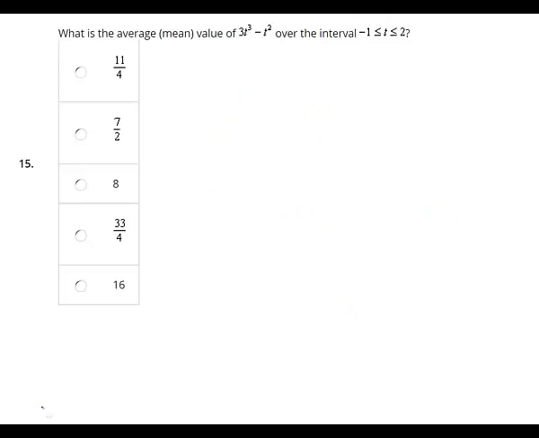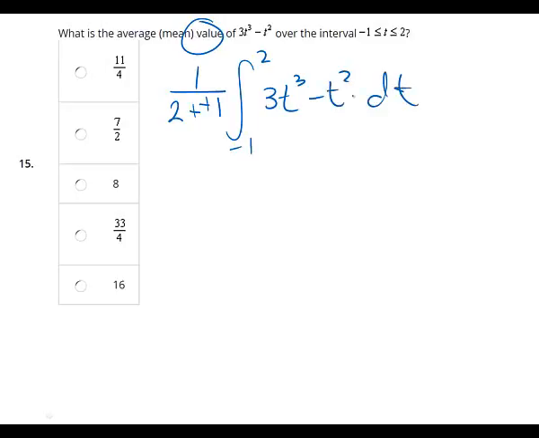All right, 15. What is the average or the mean value over there? So average value means that we do what out front? 1 over b minus a. So 1 over 2 minus -1. So that double negative is going to go positive, and I'm going to go from -1 to 2, and I'm going to integrate 3t cubed minus t squared dt. Remember, whatever variable you're using, that's what should go here. So in front, I have a 1/3 hanging out.